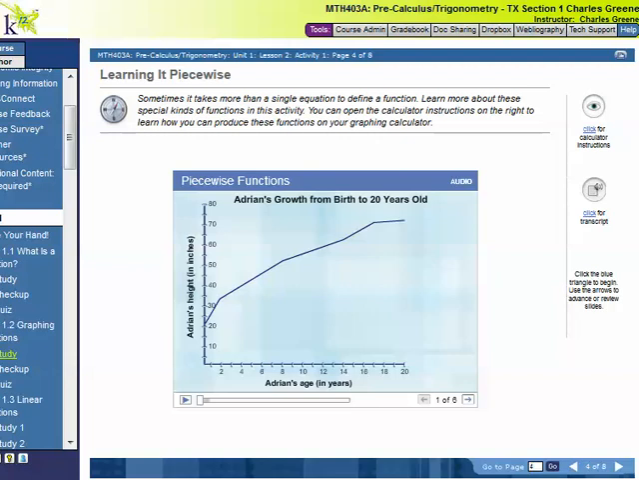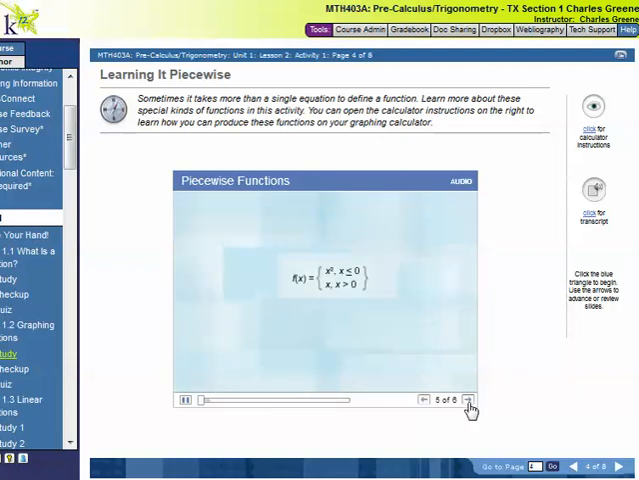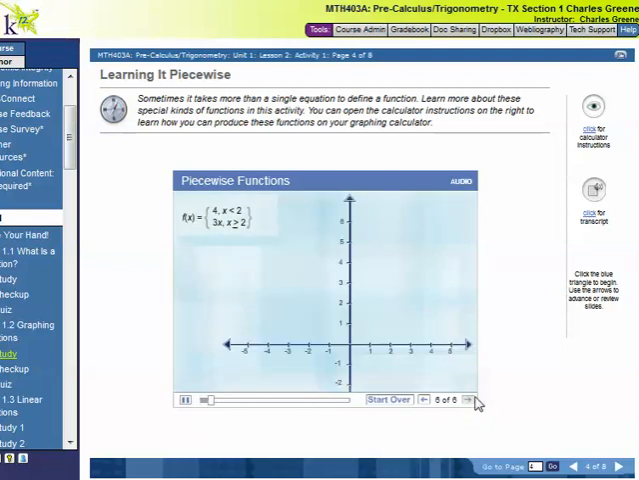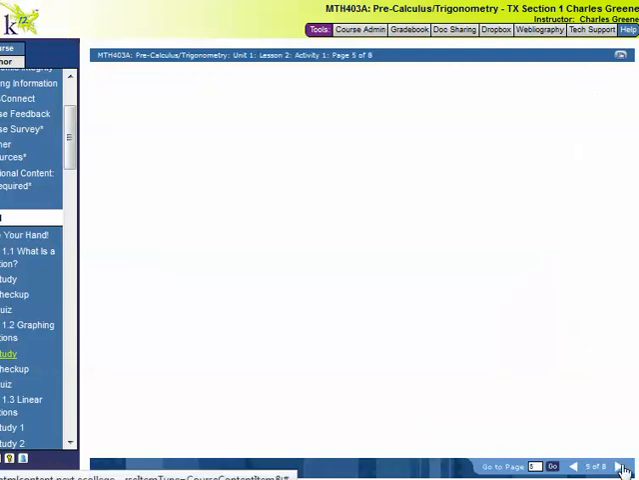If you're in the 10th grade right now, you're talking about driving. Let's move forward and look at the graph, this is an example. To graph this function, y equals 4. I want to move forward.